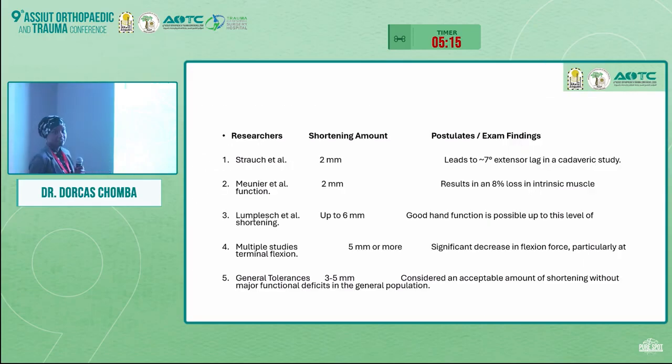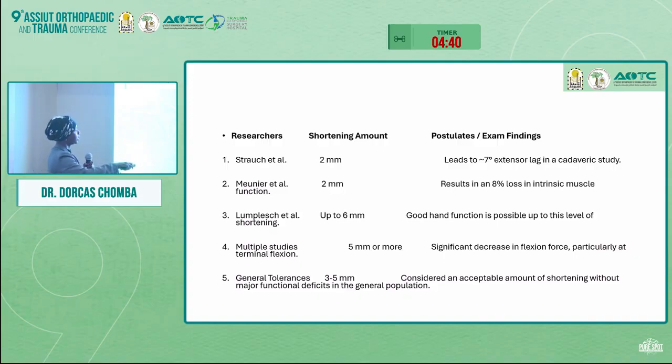This combines several papers. Strauch looked at cadaveric studies, and he said with 2 millimeters of shortening, you end up with 7 degrees of an extensor lag. Now, what you have to remember is most of us have a 21-degree hyperextension of the metacarpophalangeal joint. So if we lose 2 millimeters, the second 2 millimeters will take us to 14, and the third 2 millimeters will take us to 21 degrees, which will bring us to neutral. Hence, you won't lose a lot of function.